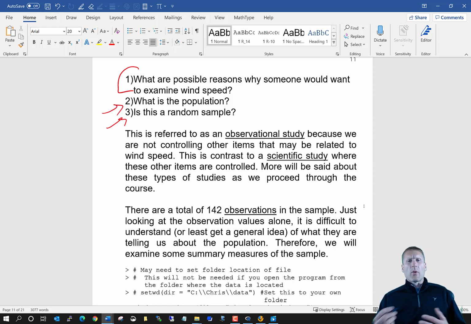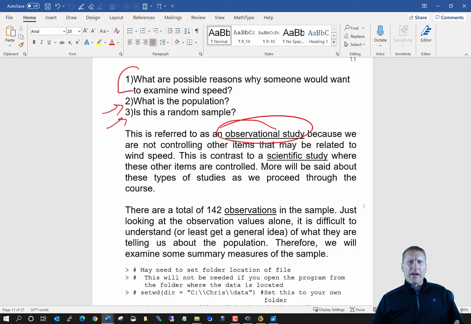Well, is this a random sample? And the answer is no. We've collected 5 years worth of data. These are actually five consecutive years. So no, it's not a random sample here. So with any inferences that we want to make from the sample to the population, you have to be careful. What you're basically saying is that these 5 years are truly representative of what will be happening in the future. And overall, what we see here is an observational study, because we are not necessarily controlling other items that may be related to wind speed.